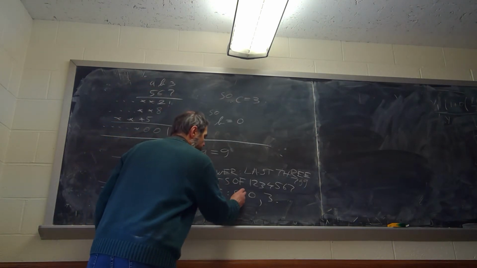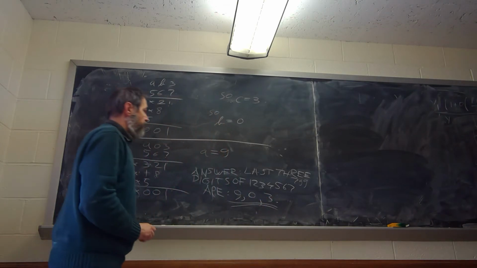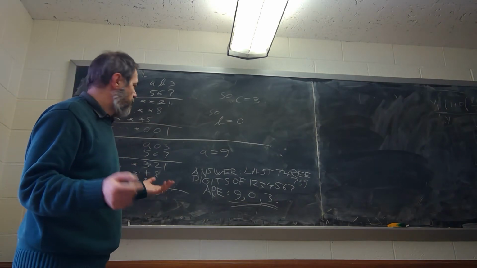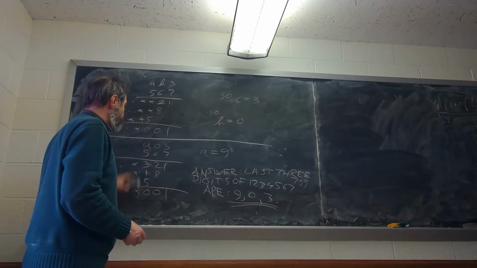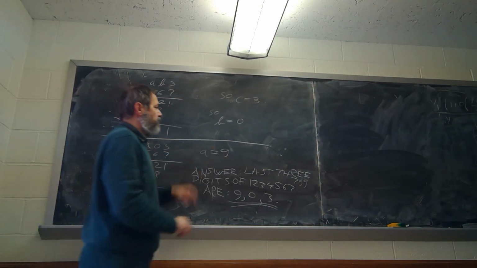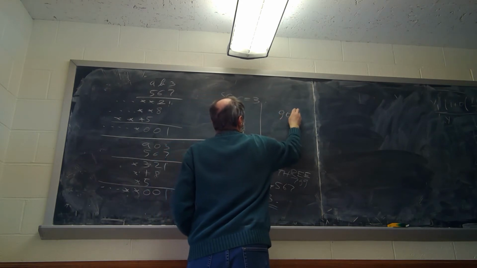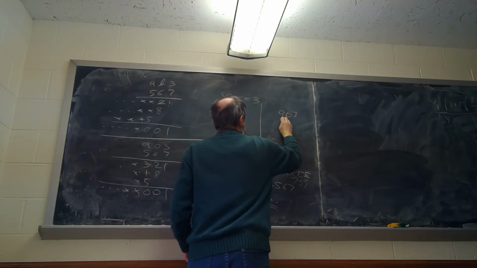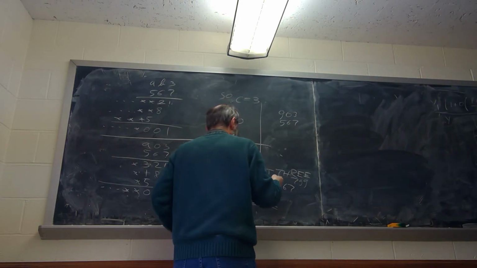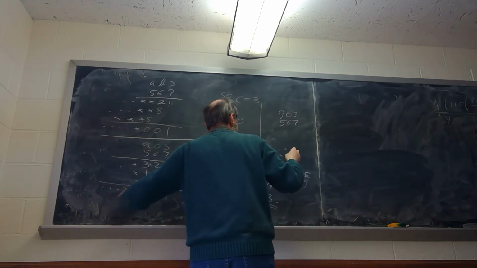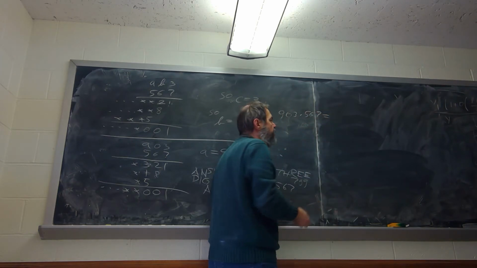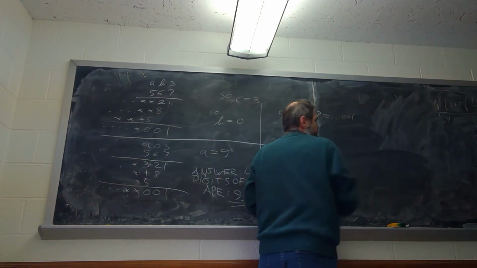And then I give the answer. If I had a calculator, I would just multiply these two numbers, 903 times 567, and I'll get a number. You'll see that it ends with 001 as it should.